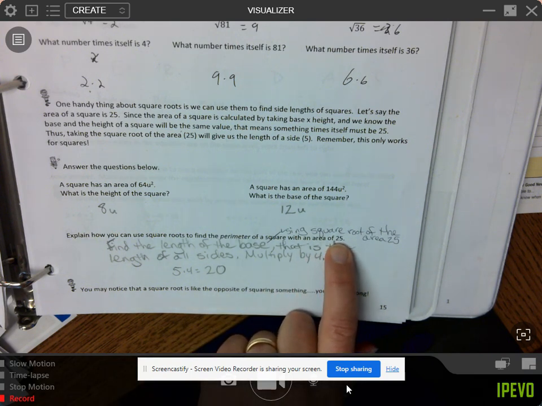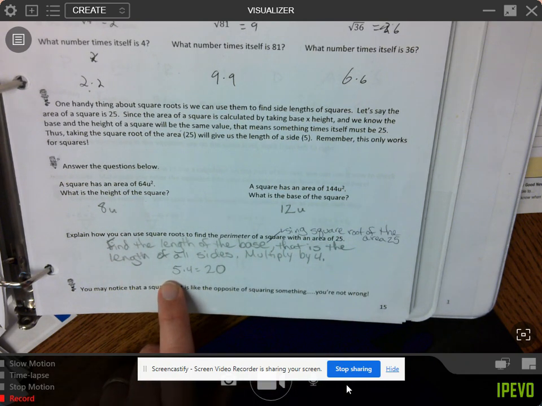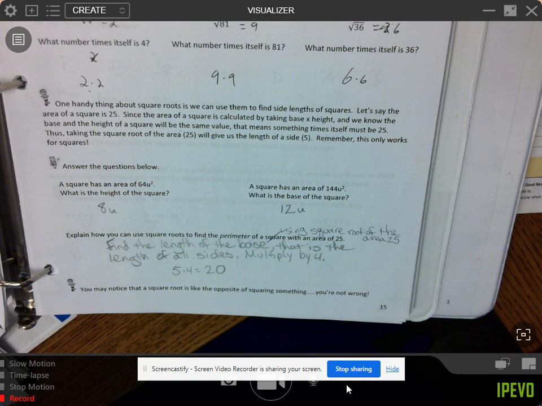If the area is 25, one side would be 5. Then we can either add 5 plus 5 plus 5 plus 5, or we can multiply that 5 by the 4 sides. Each way we get 20 for our perimeter.